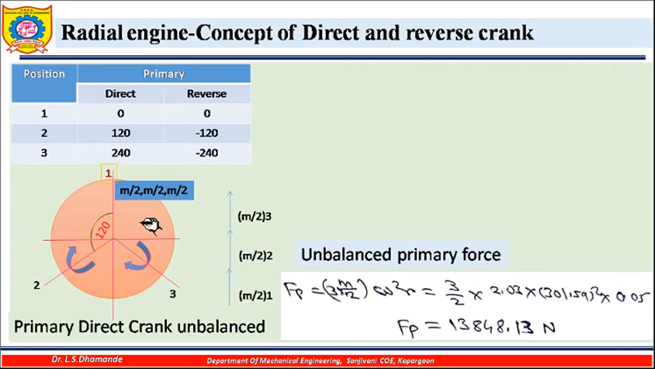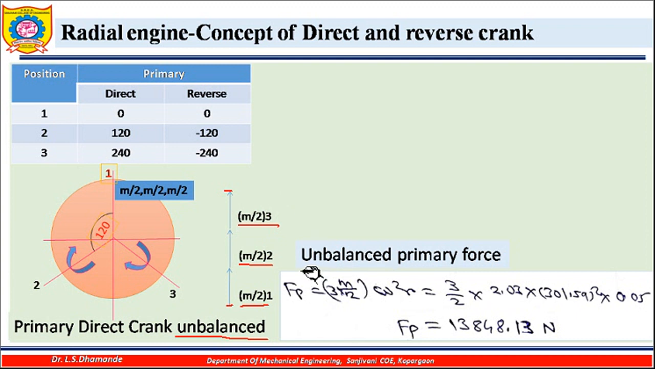So for m by 2, for the first crank mass, this is the vector; for the second crank, this is the second vector; and this is for the third, so this is the third vector. All these are in the same vertical upward direction, so I will get this particular polygon. Actually it is not a closed polygon, it is an open polygon, so it will show the unbalance. So the primary direct crank will be shown as unbalanced.